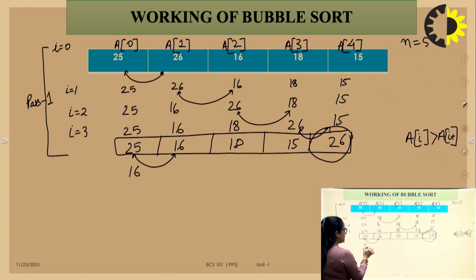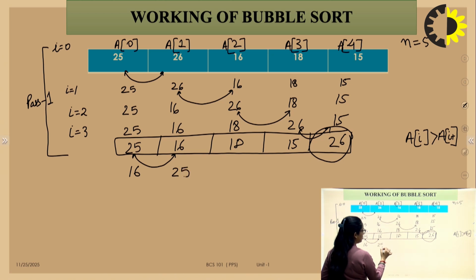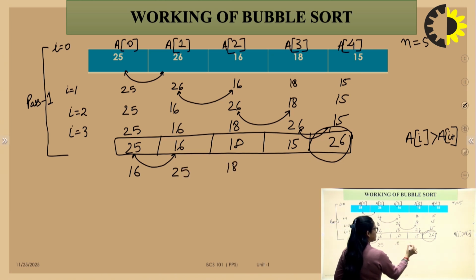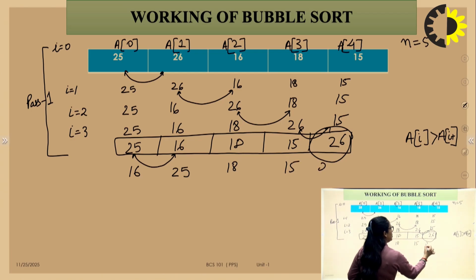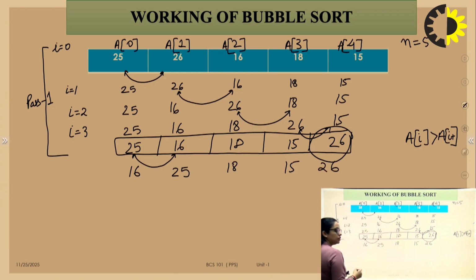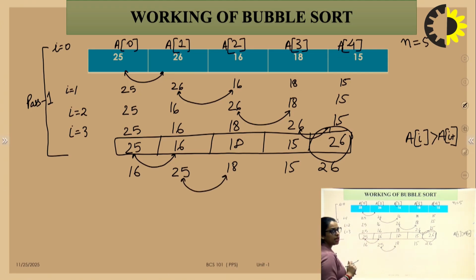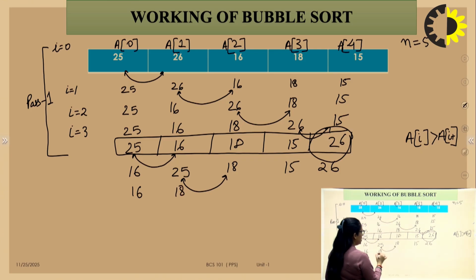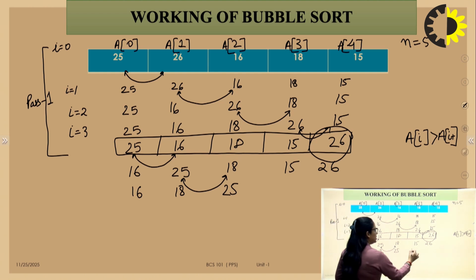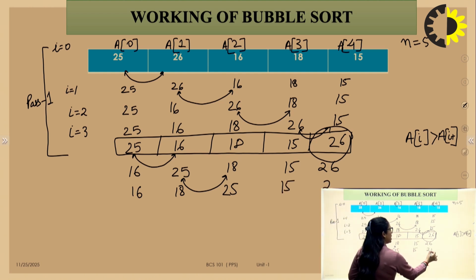Then the array will be 16, 25, 18, 15 and 26. Later on, again we will apply the same sorting technique, the same comparison. Is A[i] greater than A[i+1]? Yes. Then one more time swapping will take place. 18 and 25 will get swapped. So the array will look like 18 here and 25 there. Remaining elements will remain the same.